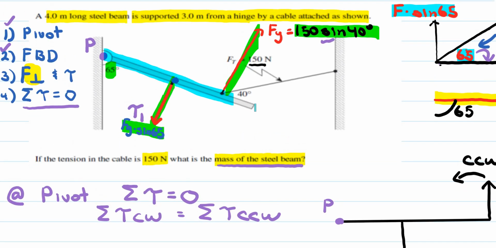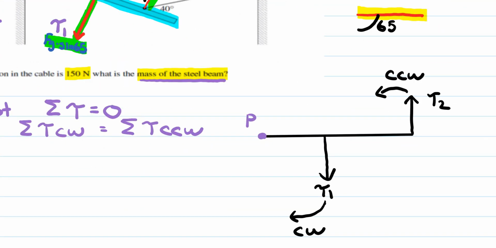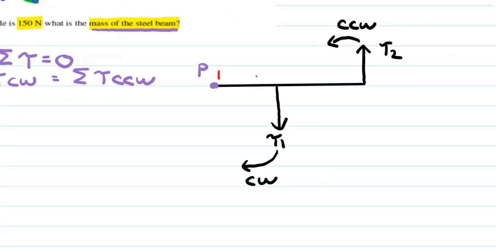Now this whole beam right here is 4 meters long. So if that's 4 meters long, then this distance right here has to be 2 meters long because it's halfway to the pivot point. And the question also tells us that the beam is supported 3 meters from a hinge. So this distance right here is going to be 3 meters. So if I go back to my diagram, this distance right here is 2 meters from the pivot, and this distance right here is 3 meters from the pivot.